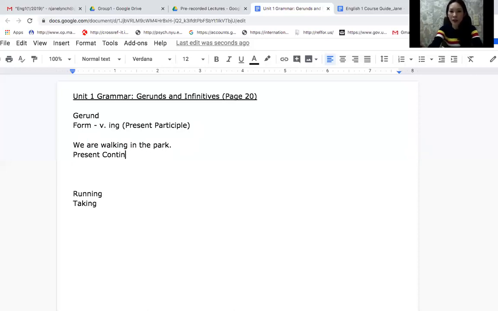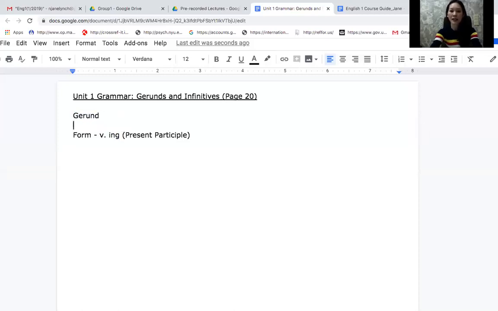But we're not talking about present continuous tense. We're talking only about this form, this ing form. So I say again, verb with ing form, when it stands alone, we call it present participle. There's another word, gerund. So sometimes we call it gerund. What is a gerund? A gerund is a verb that has ing form, but the part of speech of a gerund is a noun.